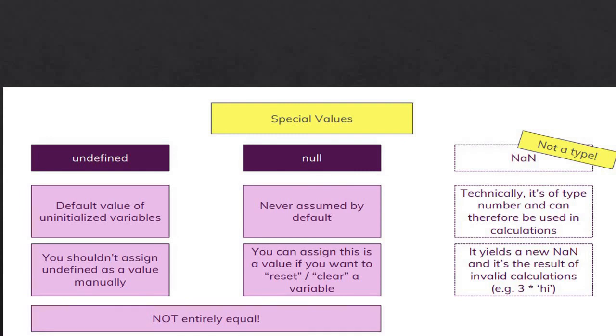You can assign null if you want to reset or clear a value. We use null when we want to reset or clear a value. We want a variable to not have a value, and afterwards we null it. It will be reset. So what is NaN technically?